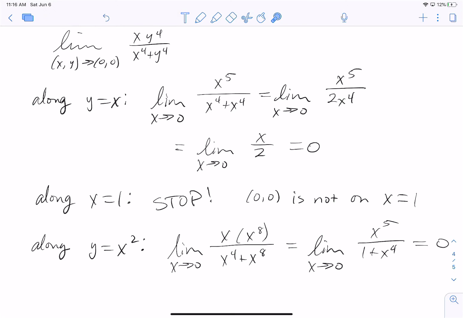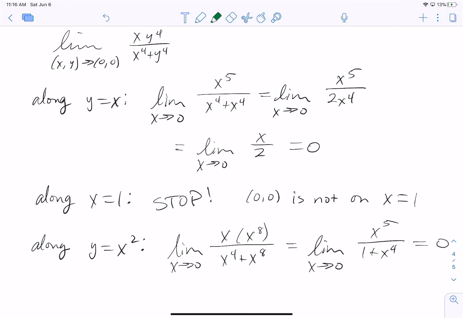As you may have just seen, writing x squared everywhere we see y will give us, in the numerator, x times x^8, and the denominator x^4 plus x^8. Combining those bases in the numerator gives us x^9 over x^4 plus x^8. We can divide out the x^4. We end up with the limit as x approaches 0 of x^5 over 1 plus x^4, which is going to yield an answer of 0.